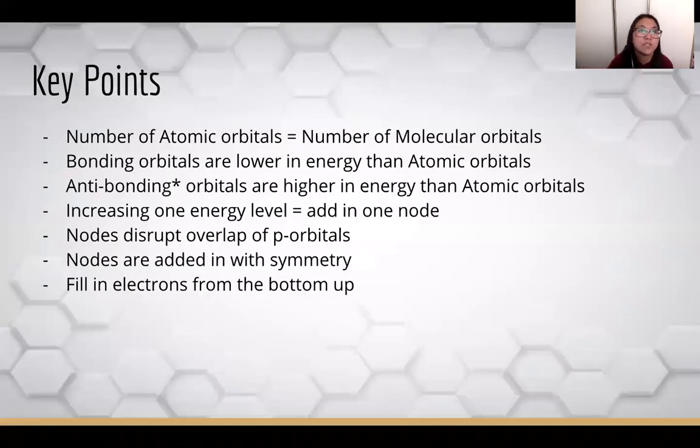So just a couple of key points to remember. The number of atomic orbitals will always equal the number of molecular orbitals. Bonding orbitals are lower in energy than atomic orbitals, and anti-bonding orbitals are higher in energy than atomic orbitals. As you go one energy level up, you always add an additional node, and what the nodes do is they disrupt the overlap of the p orbitals. Nodes are added in with symmetry, and you always fill in the electrons from the bottom up. And when you're looking for the HOMO and the LUMO, look at where you're actually filling in the electrons, not the depiction of the p orbitals.